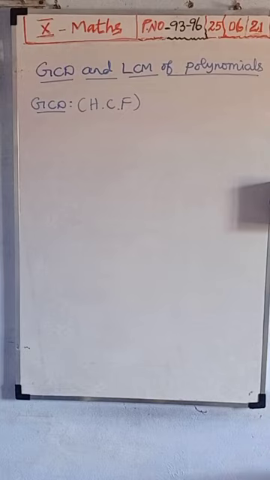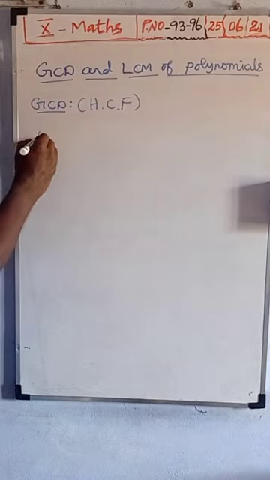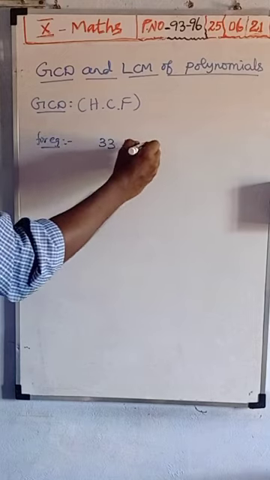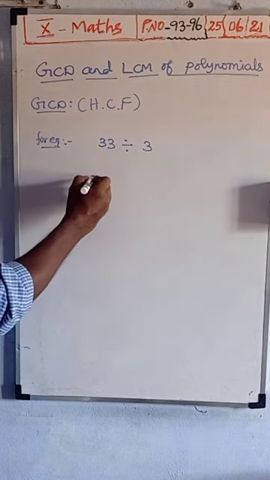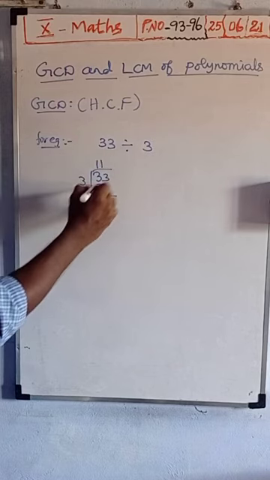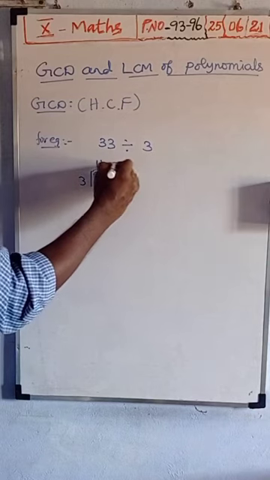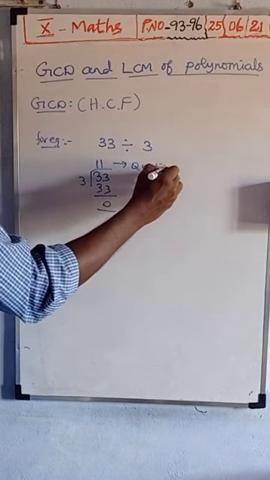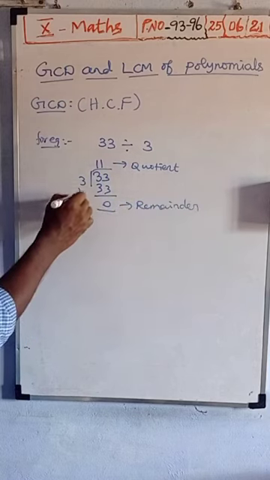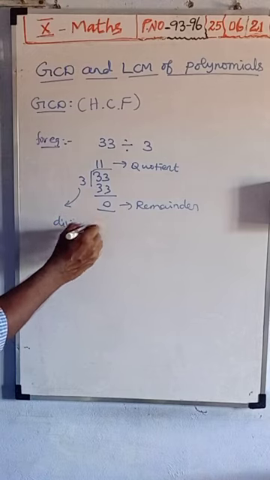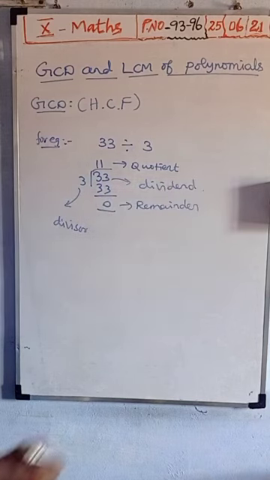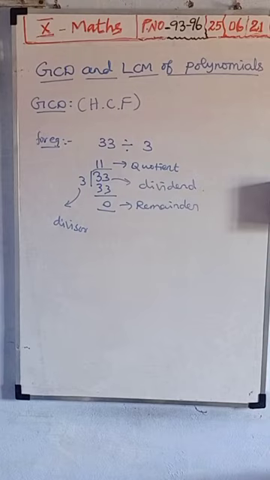For example, suppose I am taking a number, 33, and you divide it by 3. 33 goes inside and 3 is outside. 3 times 1 is 3, then 3 times 11 is 33. This is called the quotient, this is called the remainder, 3 is called the divisor, and 33 inside is called the dividend.